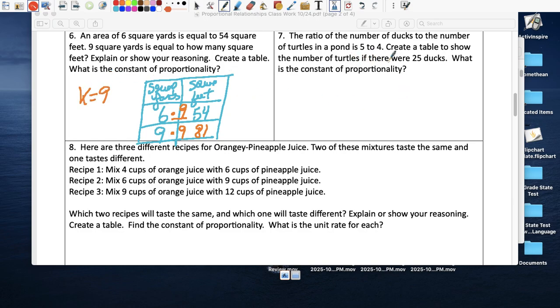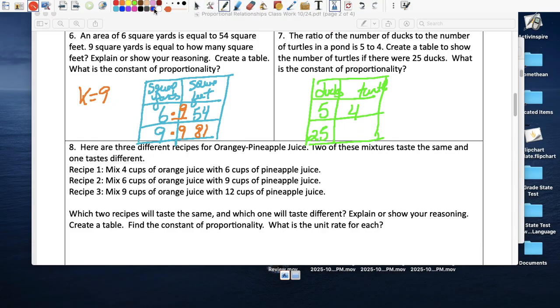This one, let's create a table. What do we have here? Ducks. I'm using ducks and turtles. And we have a relationship that says that every time there's 5 ducks, there's 4 turtles. Create a table to show the number of turtles if there are 25 ducks. So what happens when there's 25 ducks? How many turtles will I have?